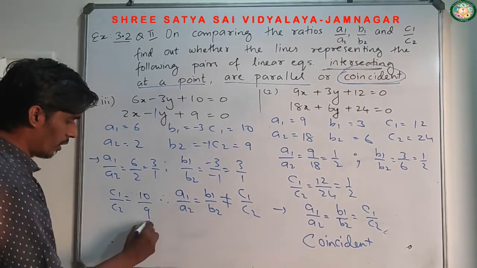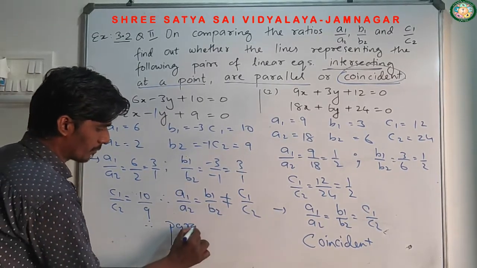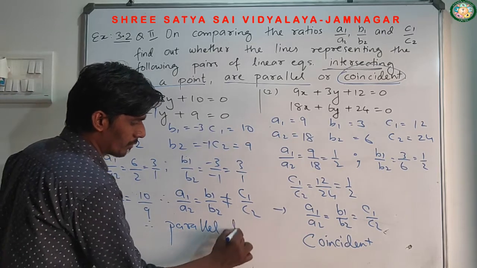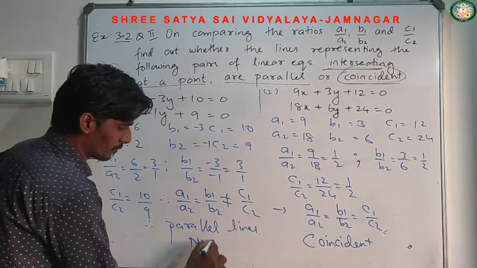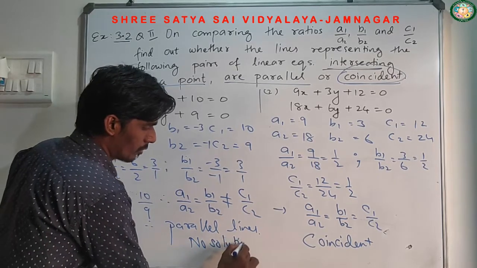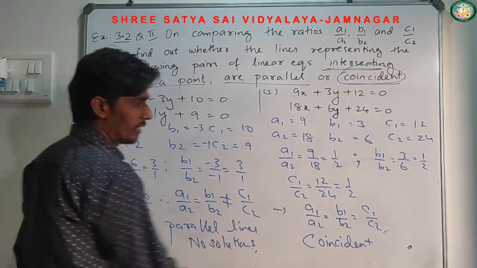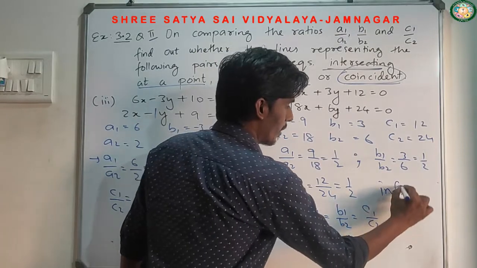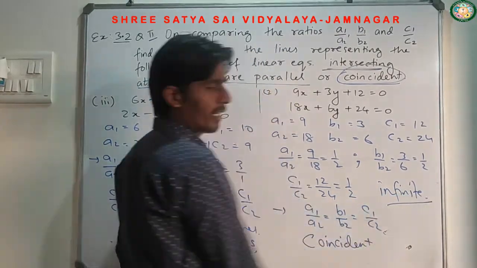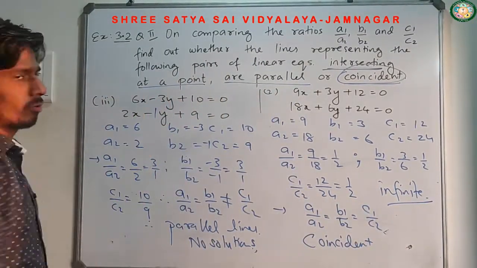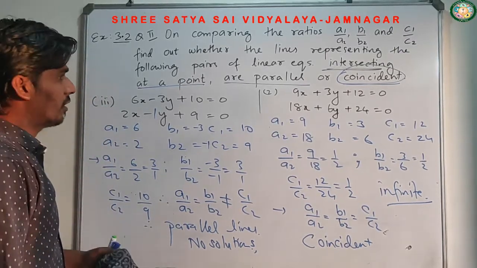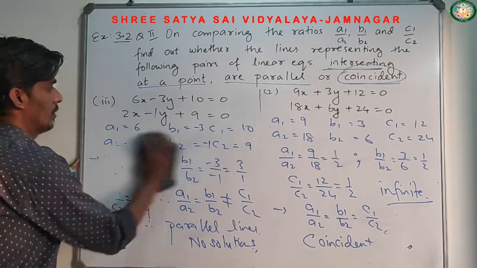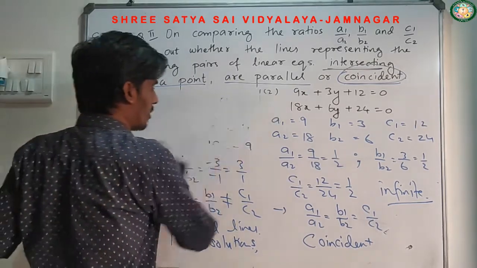This condition is for parallel lines. So it has no solution. And in the last one it has infinitely many solutions. So this is the way we can do question number 2. Similarly, we can solve question number 3, which is based on this only, this type of question.